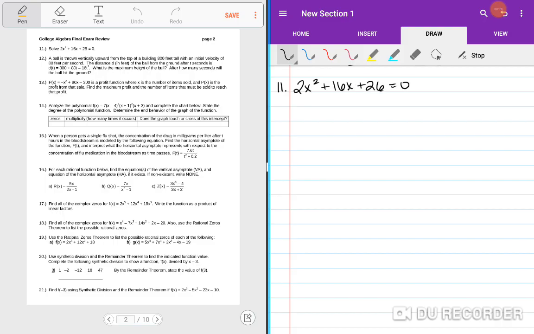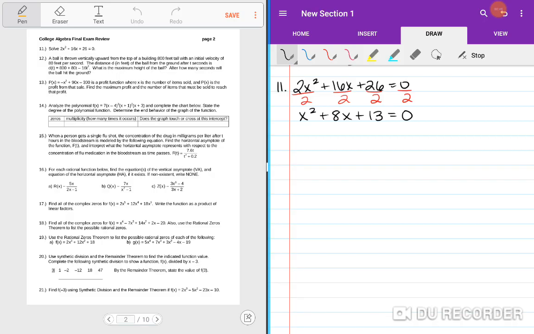Okay, first thing I notice is I have a greatest common factor of 2, which means I can just divide everything by 2. I can divide everything by 2 because I have two sides of an equal sign, and I can do it on both sides. So when I do that, this is going to simplify down to x squared plus 8x plus, what is that, 13? Is that 13? Yeah.